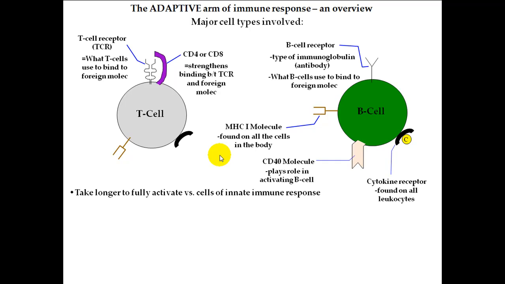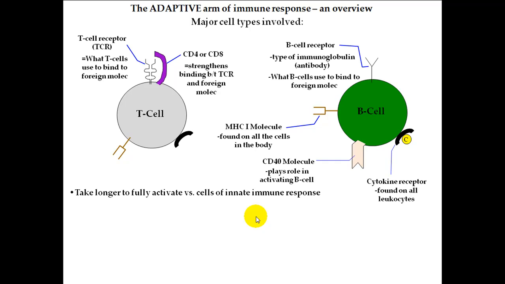And it turns out that it takes time for that fine-tuning to occur. And so that's why we're saying here that it takes a little bit longer to fully activate T cells and B cells as compared to cells that you find in the innate immune response, because those cells of the innate immune response don't undergo that fine-tuning.